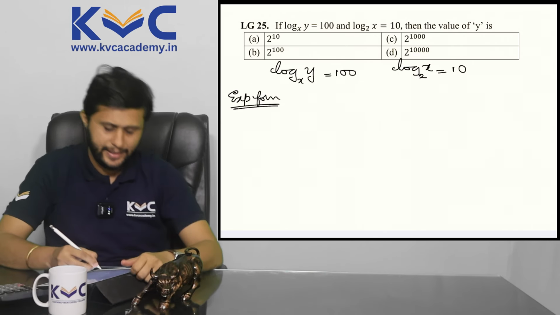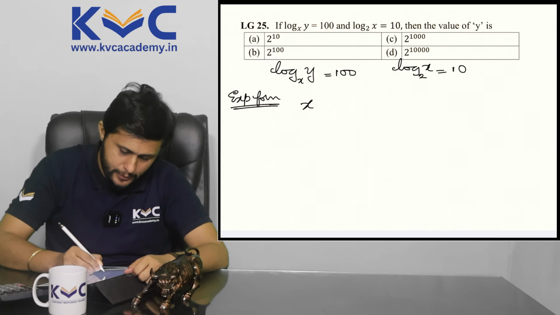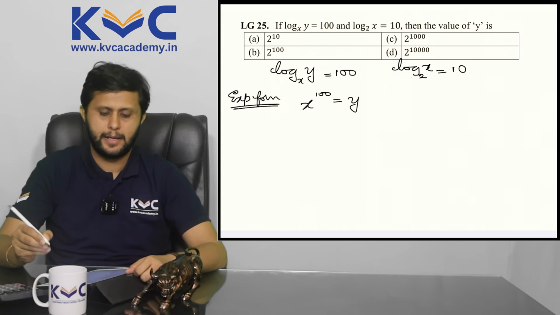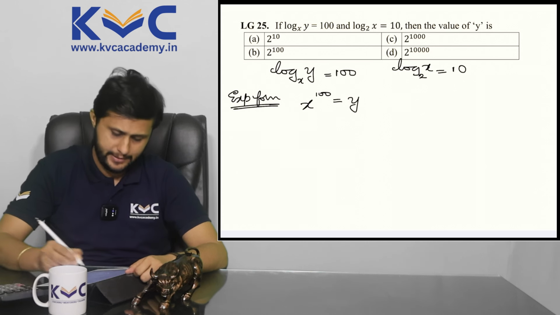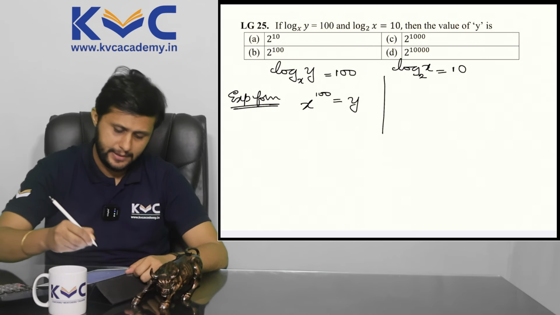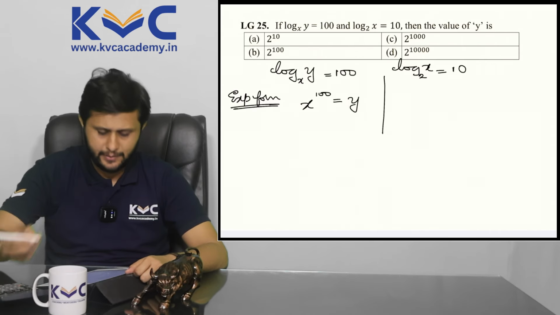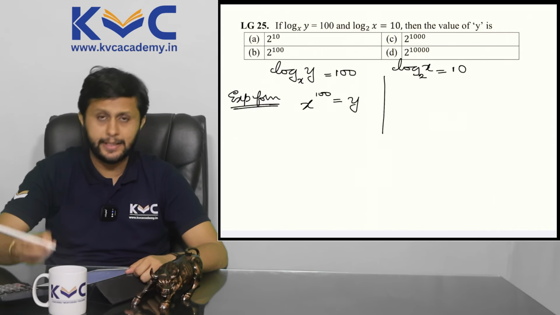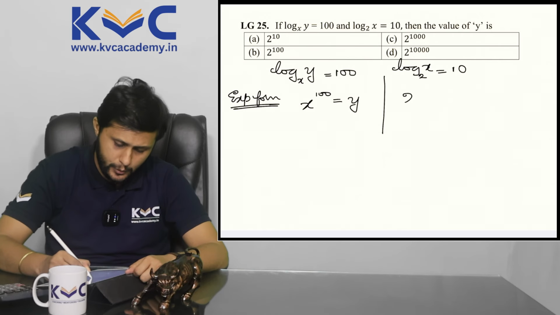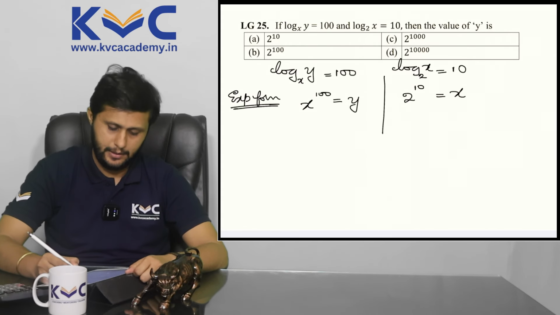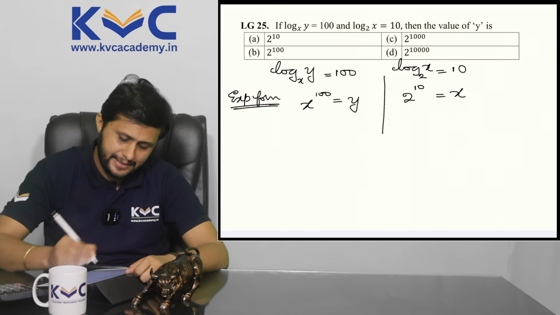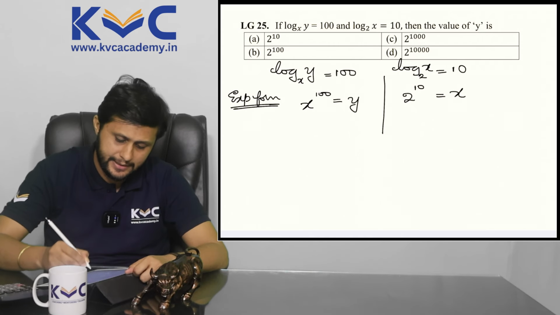Okay. What do I get? X to the power 100 is equal to y. Is that option there? Not there. Further, I will even write the second one in exponential form. Here we have 2 to the power 10 equal to x. Okay. Now wherever there is x, I will have to substitute this value.